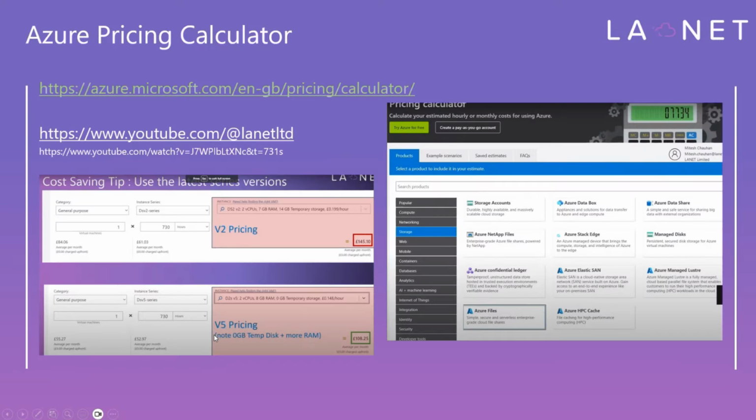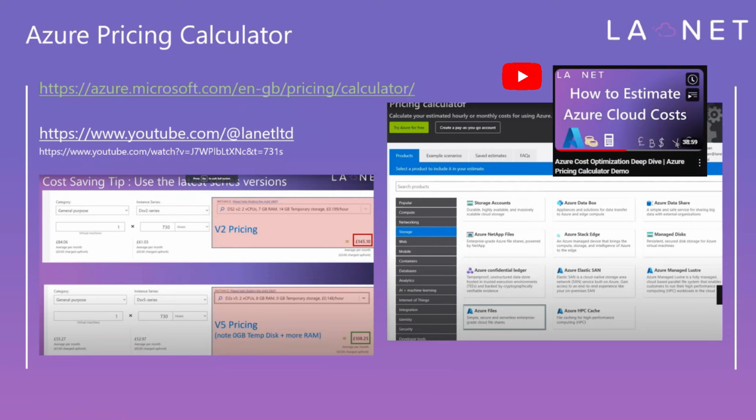Okay, so here's a pricing calculator. There's a URL for it there. Yes, there is a video here. If you'd like to, subscribe to our YouTube channel, just put at LANet Ltd. You'll see a bunch of videos in there. One of them's about cost savings already, so we've already recorded that. There's a good walkthrough of the pricing calculator as well.